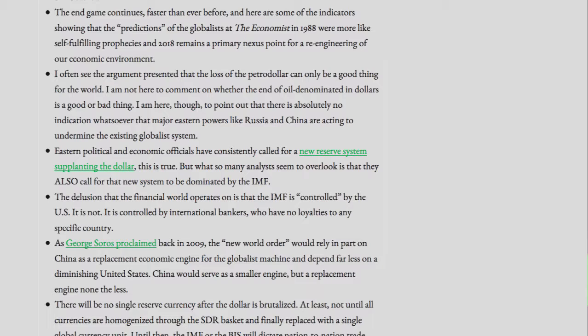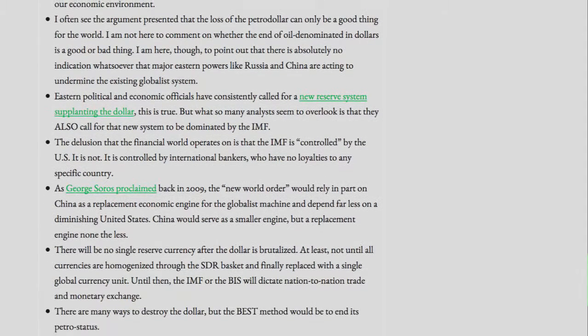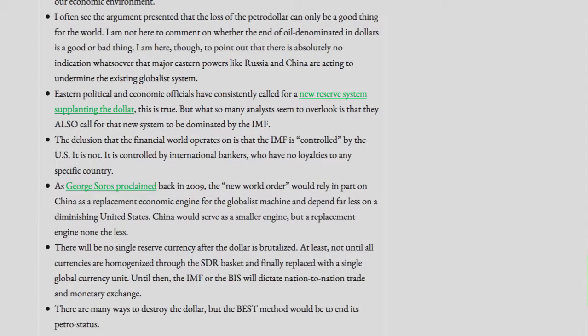I often see the argument presented that the loss of the petrodollar can only be a good thing for the world. I am not here to comment on whether the end of oil denominated in dollars is a good or bad thing. I am here, though, to point out that there is absolutely no indication whatsoever that major Eastern powers like Russia and China are acting to undermine the existing globalist system.